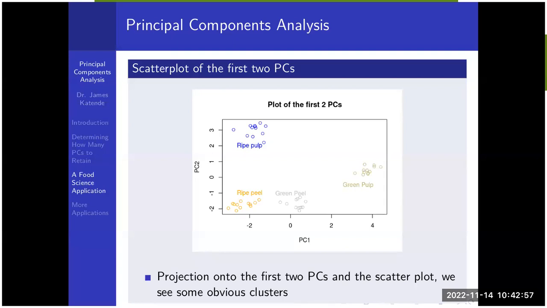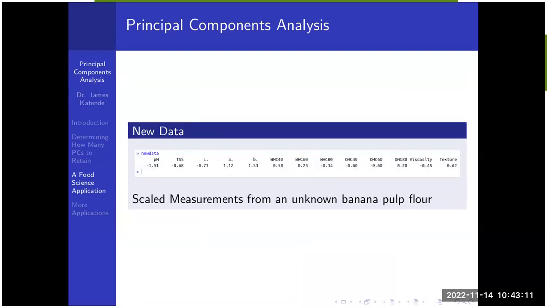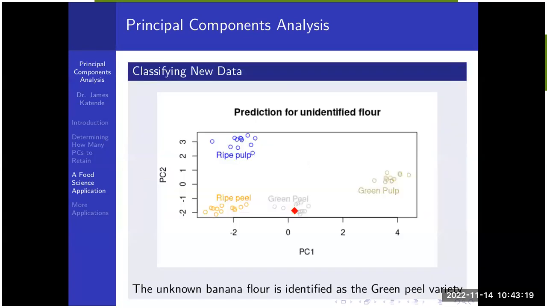So if you get a new unknown flower and you want to classify it, you can take the same measurements on it and project it onto the first two principal components. Like now, this is a new measurement whose classification is unknown. But when you project it onto the graph, we can see it lands squarely on green peel. This red spot is where it has been projected. So we can now classify the unknown flower as this green peel variety. So that's one thing you can use it for: prediction or classification.